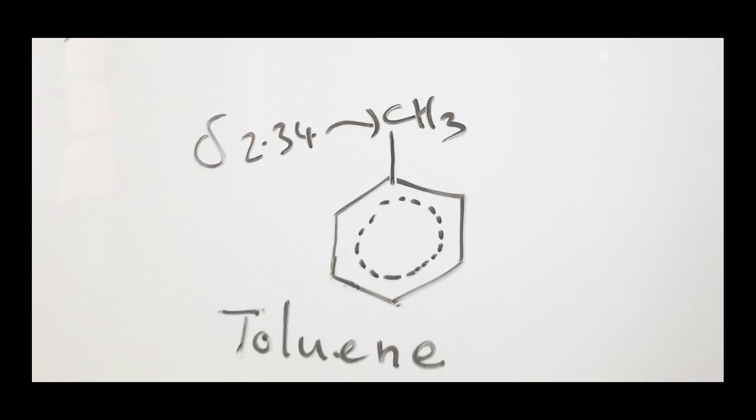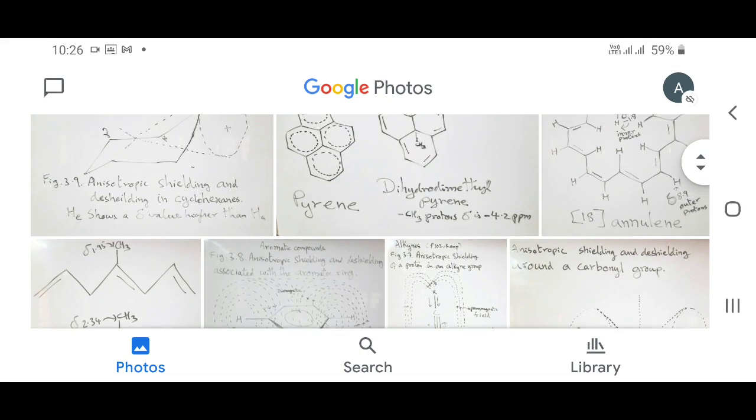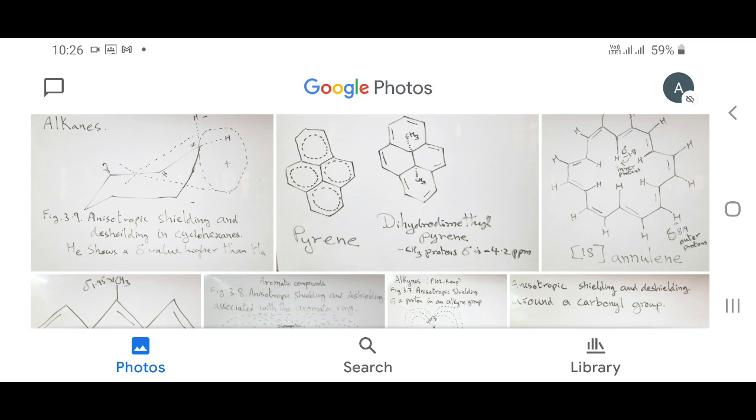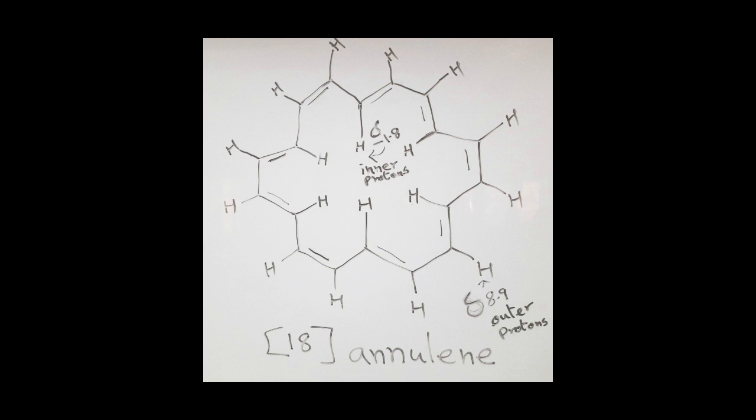So, the protons of the methyl group in toluene experience an anisotropic deshielding effect. They are not experiencing an anisotropic shielding effect. Because of the anisotropic deshielding effect experienced by the methyl protons of toluene, the chemical shift value is very close to delta 2.34. So, this is the observation that is made experimentally. Let us see a few more examples. See, this is a compound called 18-annulene.